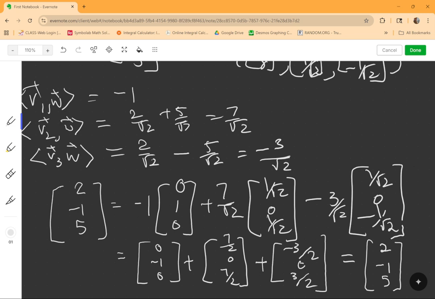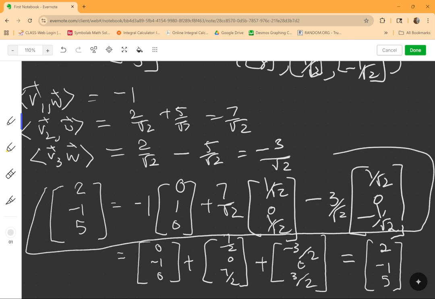All right, so we see here we have a vector representation in terms of my orthonormal basis. And you see how much more straightforward the calculations are to find those coefficients if I start working with an orthonormal basis.